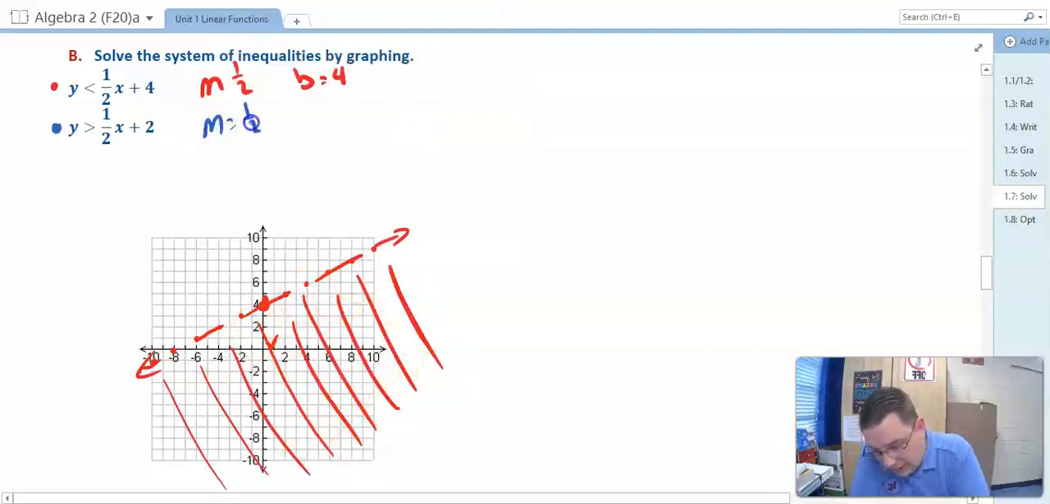My M is 1/2, my B is 2, so here I'm at 2. And so I'm going to go up 1, right 2, and continue that pattern like we did before, up 1, right 2 all the way. And then down and left the same direction. This line is also dashed.